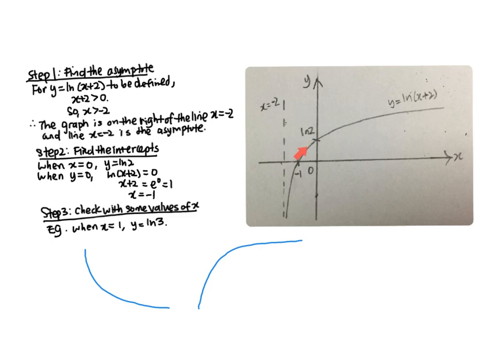As the value of x decreases, the graph will get nearer and nearer to the asymptote x equals negative 2. As the value of x increases, the value of y will increase slower and slower. This is a wrong example.